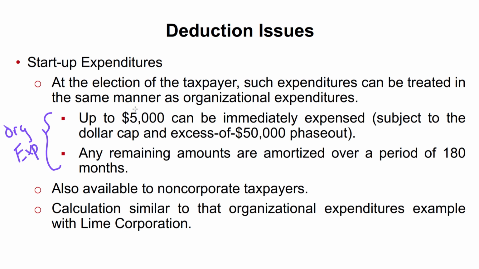Easy. We've got the immediate $5,000 step 1, boom. But remember, it's phased out after $50,000. So we've got that same range between $50,000 and $55,000. It's phased out beyond $55,000, right? It goes down $5,000. And then the remaining amount is amortized over 180 months.